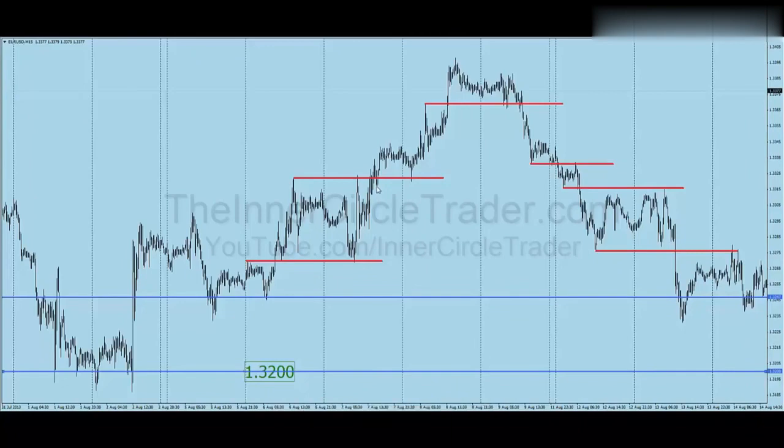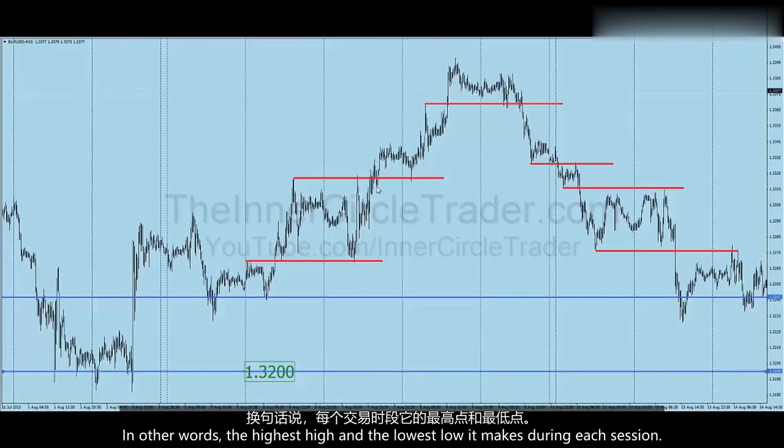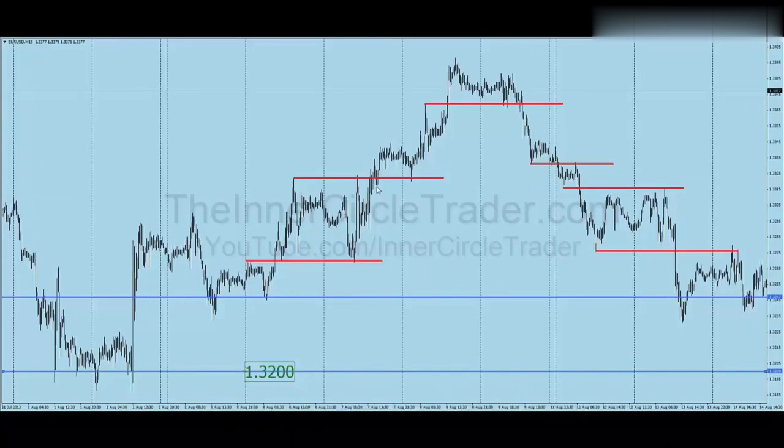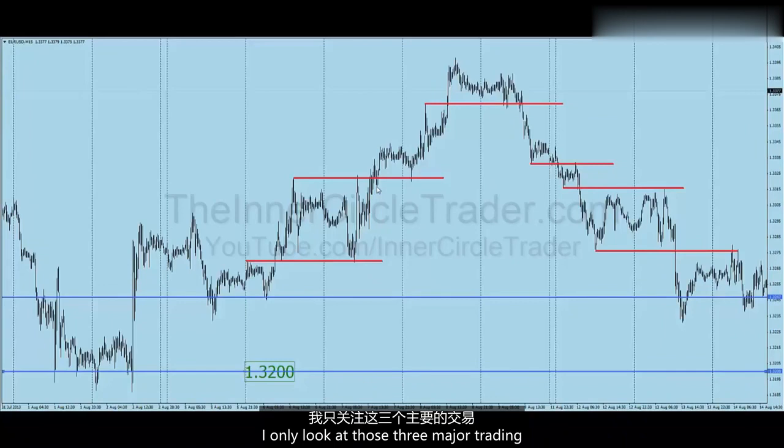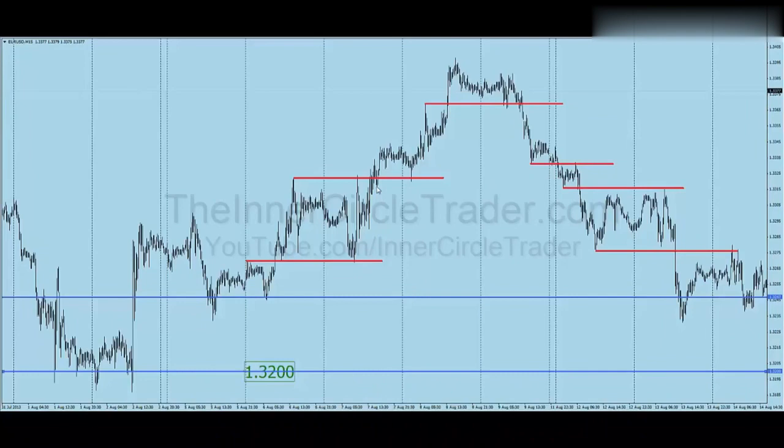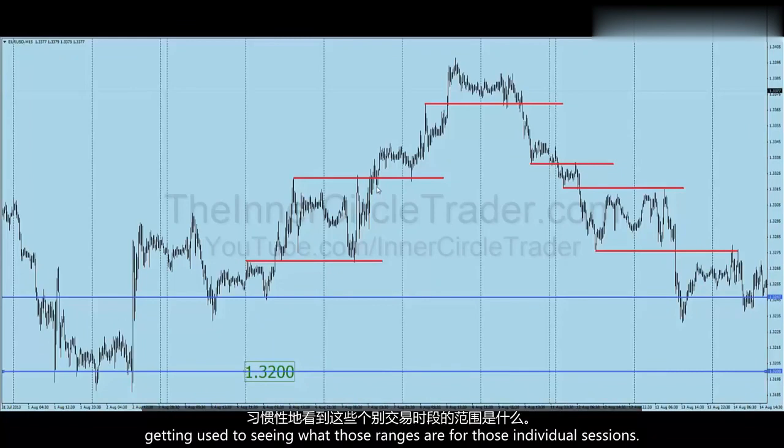Write this down on your notepad. Every session high and low. In other words, the highest high and the lowest low it makes during each session. That means the London session, the New York session, the Asian session. I only look at those three major trading sessions, and you want to be looking for the highest high and the lowest low. It's easiest to do that research on a 5-minute basis. And you want to be getting used to seeing what those ranges are for those individual sessions.